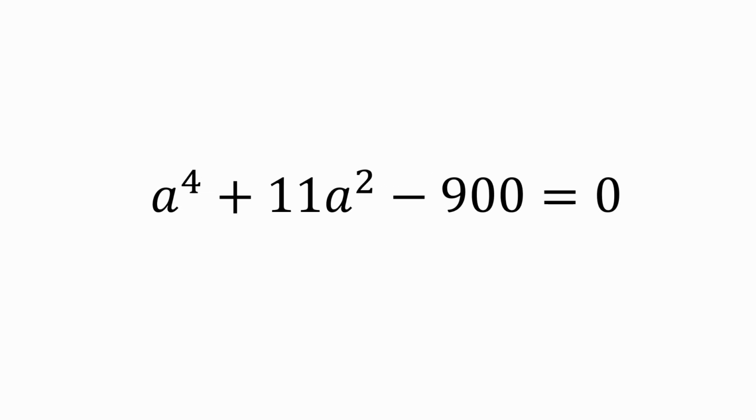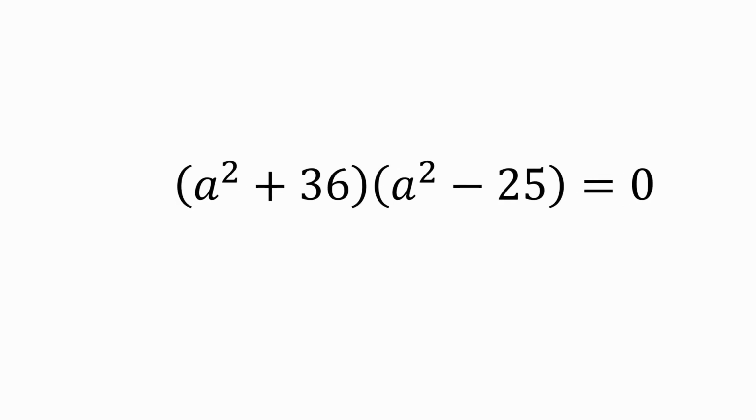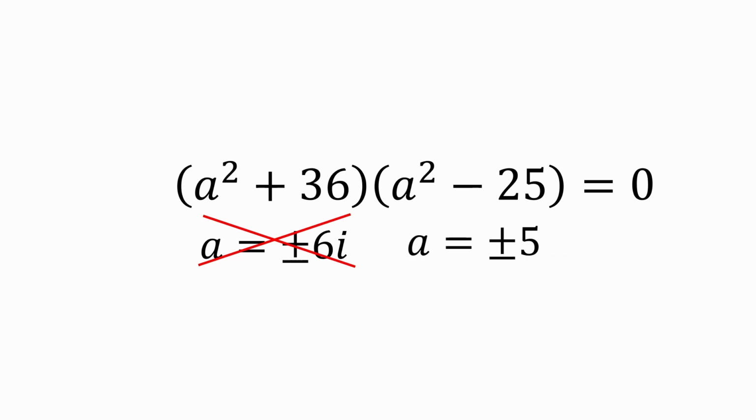Since 900 is 36 times 25, this factors nicely as a squared plus 36 times a squared minus 25. Since a squared plus 36 will get us imaginary solutions for a, we can ignore those values. Remember, we're solving for a plus bi, and a is the real part. So we just have a equals plus or minus 5.